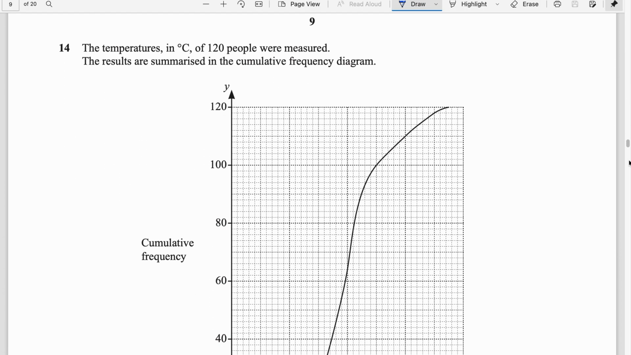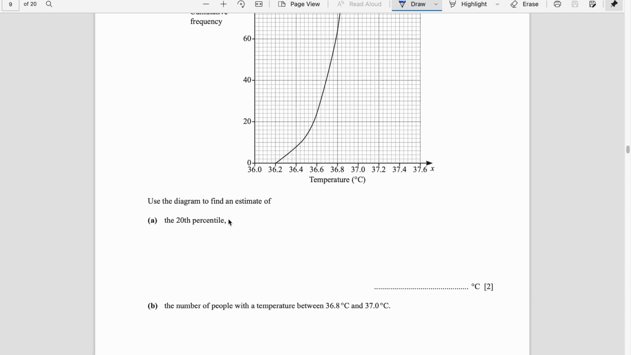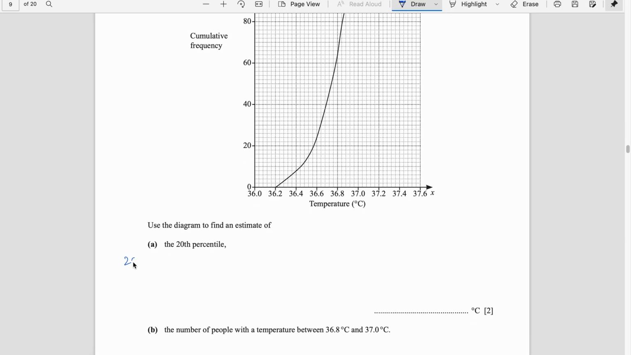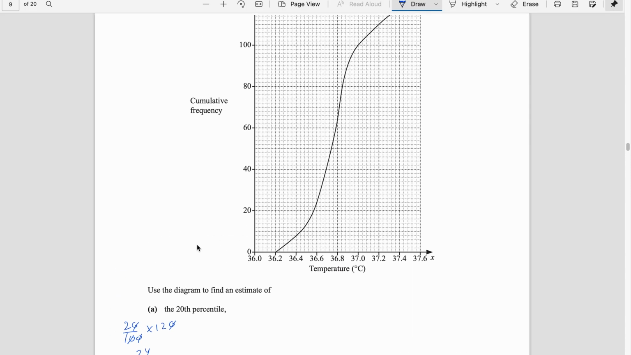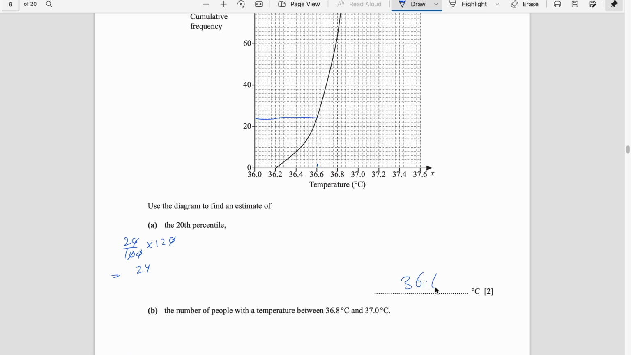Question number 14. The temperature in degrees Celsius of 120 people were measured. The results are summarized as a cumulative frequency diagram. The question says use the diagram to find an estimate of the 20th percentile. Total are 120. So the 20th percentile of 120 becomes 24. So you read your graph. At 24, we see the value is 36.6.